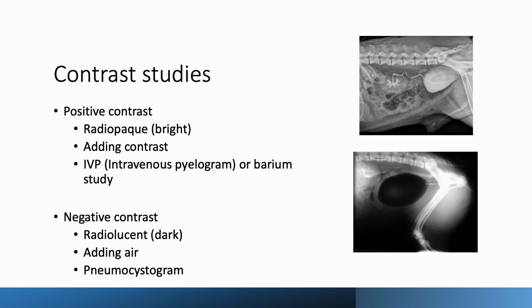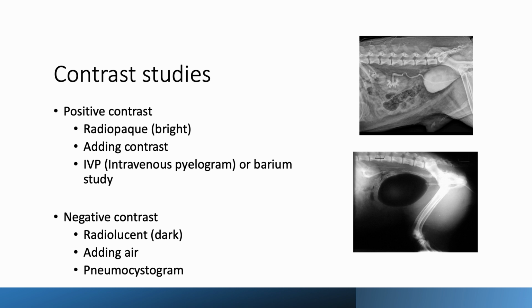A barium study is often used to identify an intestinal foreign body. The big contraindication for a barium study is any sort of perforation to the intestinal tract. We couldn't use barium in that case because then it could leak into the abdomen, and it's very irritating inside the abdomen.